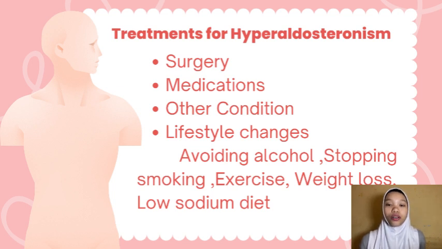So for secondary hyperaldosteronism, your doctor will treat the underlying health problem. So this is usually done with medications. And lastly is the lifestyle changes. So you might also have to make some lifestyle changes, especially if you have high blood pressure. So first, avoiding alcohol, stopping smoking, exercise, weight loss, and low sodium diet.